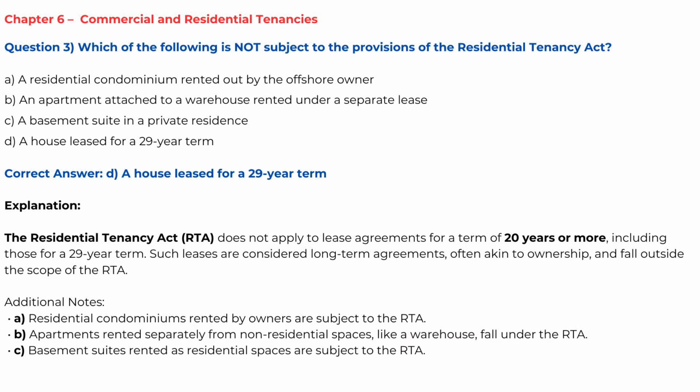Question 3. Which of the following is not subject to the provisions of the Residential Tenancy Act? Correct answer. D. A house leased for a 29-year term. Explanation. The Residential Tenancy Act, RTA, does not apply to lease agreements for a term of 20 years or more, including those for a 29-year term. Such leases are considered long-term agreements, often akin to ownership, and fall outside the scope of the RTA.